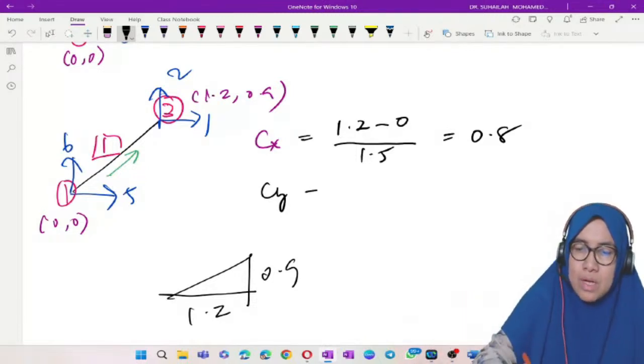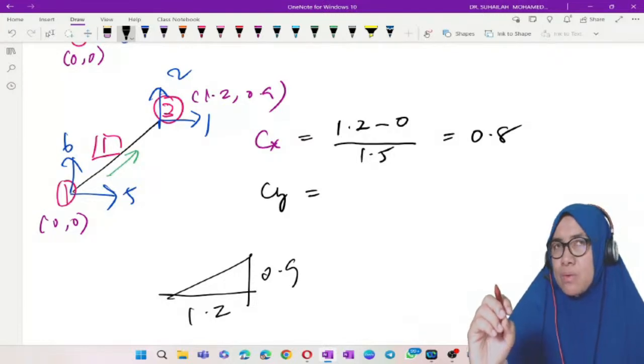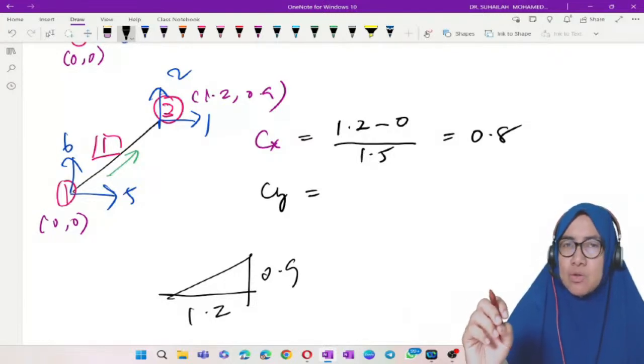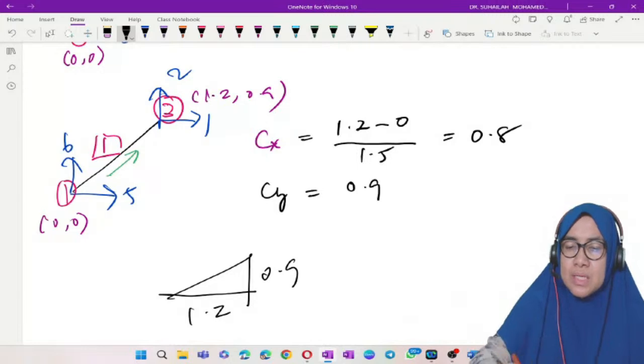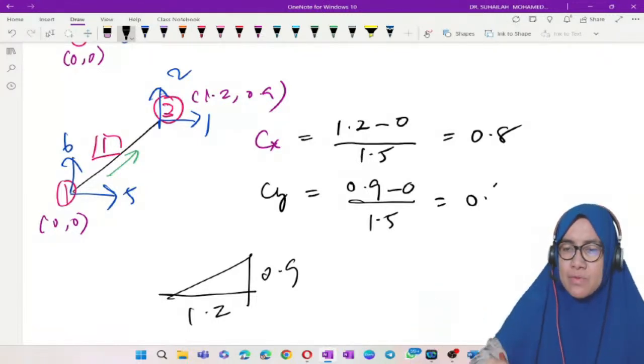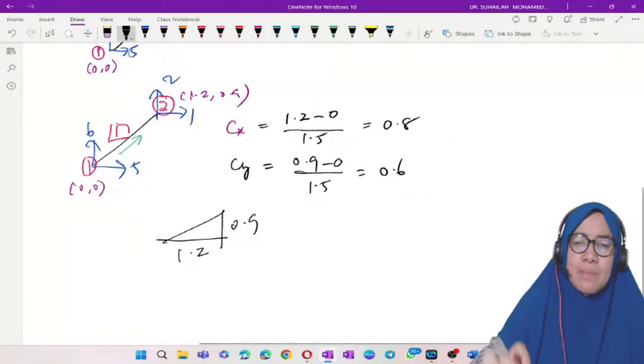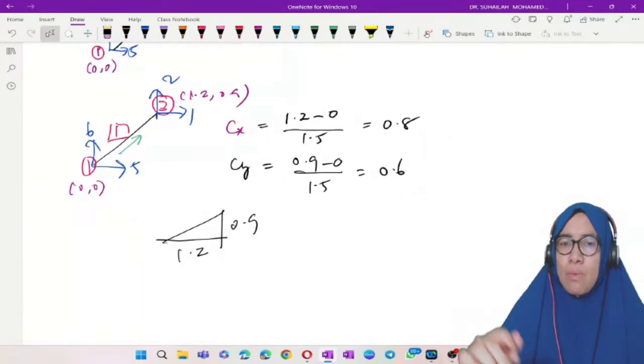For Cy, we have to look at coordinate Y. Coordinate Y is 0.9, so it is 0.9 minus 0, divided by length 1.5. It is now 3 over 5, so this is 0.6. Cx is 0.8 and Cy is 0.6. Now only we can produce K1.